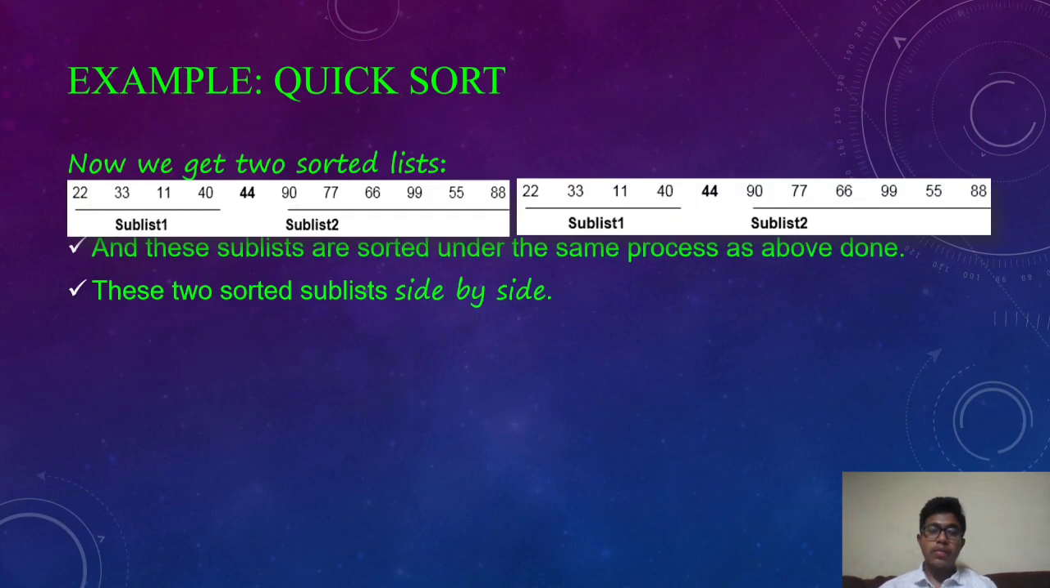For example, now we get the sorted list 22, 11 and 40, and 44. 44 is the middle pivot element between subset 1 and subset 2. Next, subset 2 may be 90, 77, 66, 99, 55 and 88, and the same process follows again. These sublists are sorted under the same process as above, and the two sorted lists are placed side by side.